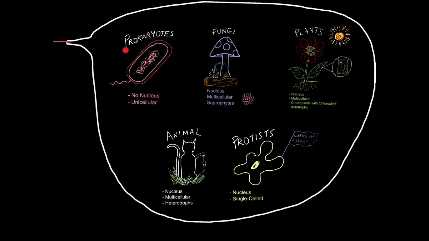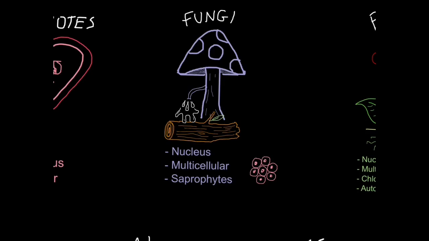Firstly, we have the prokaryotes. The prokaryotes are commonly referred to as the bacteria kingdom. This kingdom share the following 2 features. Their cells do not have a nucleus, instead their DNA is free-floating without an envelope around it. They are also unicellular, single-celled. They are the simplest kingdom we're going to learn about today. Next we have the fungi.